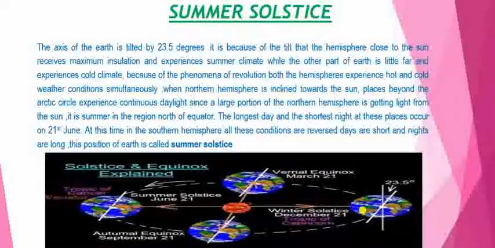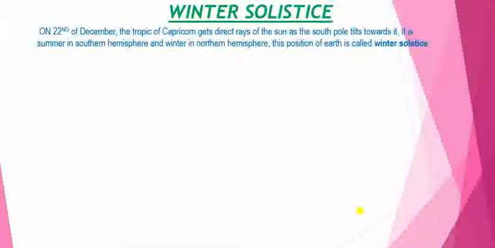So we should understand that when it is summer solstice in the northern hemisphere, at the same time it is winter solstice in the southern hemisphere in December. So here we can understand about the winter solstice. The Tropic of Capricorn gets direct rays of the sun and the South Pole tilts towards it. It is summer in the southern hemisphere and winter in the northern hemisphere. This position of Earth is called a winter solstice.